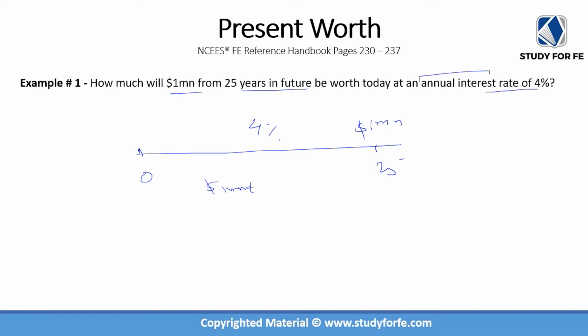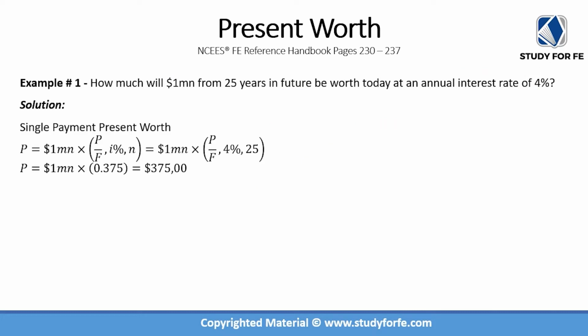Okay, so this is an interesting problem. So we have a single payment scenario. Okay, so we have a single payment in the future and we want to convert that into present. So we will use the single payment present worth formula, which is P divided by F, and the present worth will be equal to $1 million times the factor. That factor, P divided by F, depends on the interest rate and N, and this is where your NCEES FE Reference Handbook interest rate tables that are given in the engineering economics section will come in handy.